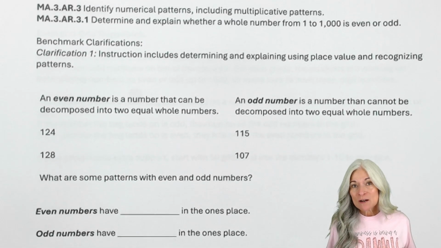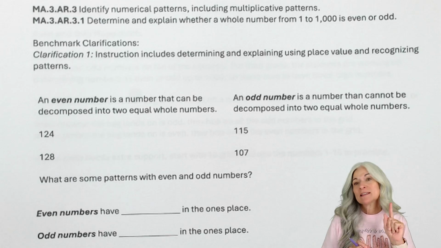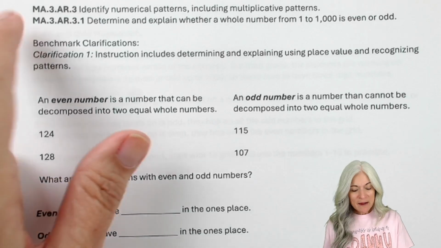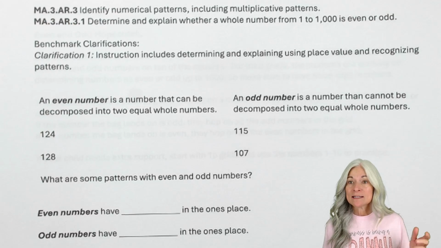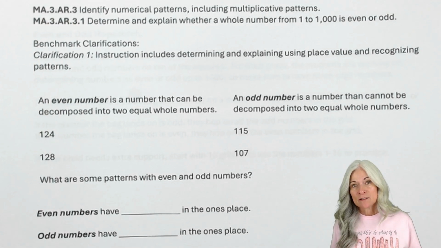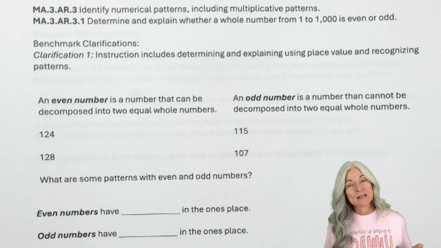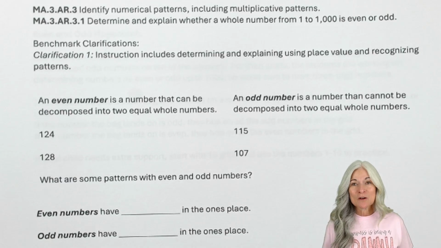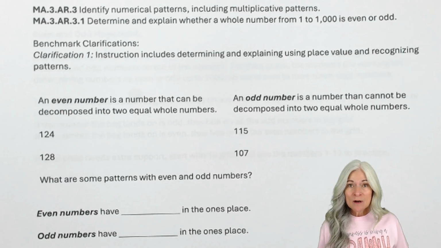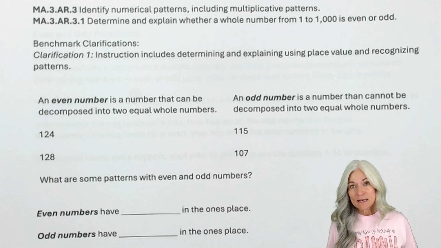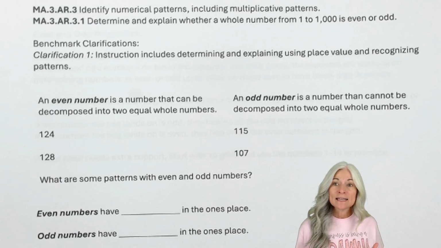Now in this activity, this lesson, your students, your children are going to be working on determining even and odd numbers. So the standard now that we are working on, we're switching gears a little bit in the standard. We'll talk about why. MA for math, 3 for the grade level, AR is algebraic reasoning. The standard is 3. Identify numerical patterns, including multiplicative patterns. We're not going to be working on the multiplicative patterns, just on numerical patterns. And then the benchmark is 3.1. Determine and explain whether a whole number from 1 to 1,000 is even or odd.